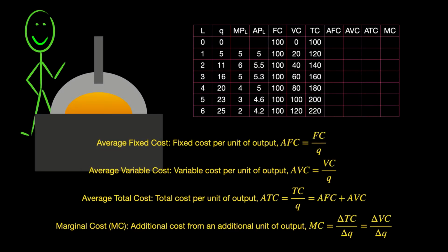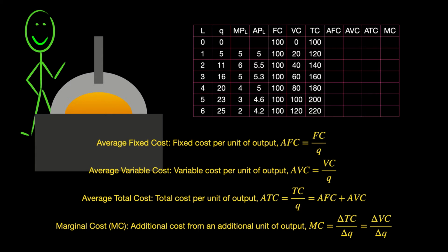When making business decisions, it is often helpful to calculate the average of fixed, variable, and total cost. Average fixed cost is the fixed cost per unit of output. The average variable cost is the variable cost per unit of output. The average total cost is the total cost per unit of output. You can also calculate the average total cost as the sum of average fixed cost and average variable cost.